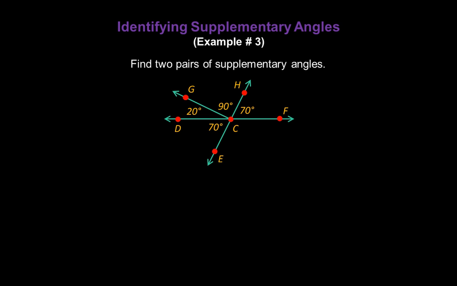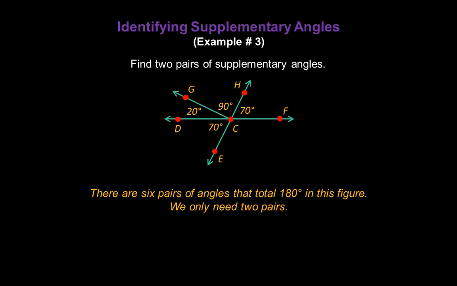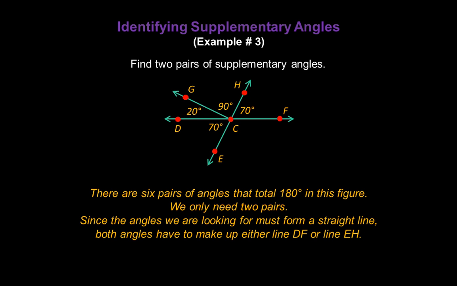Now let's look at this example of identifying supplementary angles. Let's find two pairs of supplementary angles in the exact same diagram. Well, as it turns out, there are 6 pairs of angles that total 180 degrees in this figure. We only need 2 pairs. Since the angles we're looking for must form a straight line, because straight angles are 180 degrees, both angles have to make up either line DF or line EH. Let's pick one pair from each line.